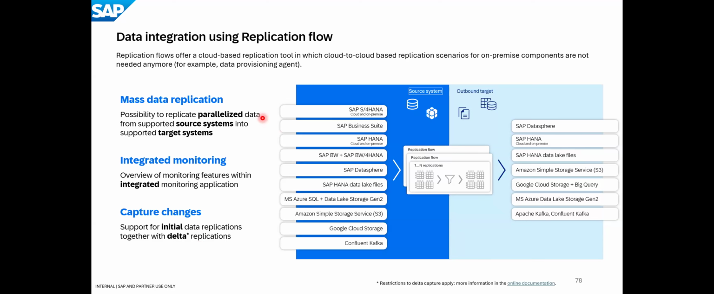And then there are options to do mass data replications in parallel. You can schedule multiple parallel loads from multiple sources to multiple targets. And it supports a wide range of sources such as SAP sources and non-SAP sources. SAP sources include S4HANA, your BW HANA, or even from other tenants of Datasphere, and non-SAP sources such as MS SQL, Amazon S3, Google Cloud, etc. And similarly, it can send data to a wide range of targets as well.